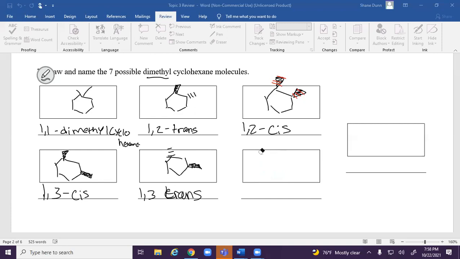Because the only options for cyclo are 1-1, 1-2, 1-3, and 1-4. Because if you go any more, you just go back, so you just start resetting. There are only six possible options, so there's no 1-5 or 1-6. No, I'm just abbreviating. You would just put dimethyl cyclohexane. You're always going to put dimethyl cyclohexane in the name. I just want space. So for a set one, it would be 1-2 and then trans cyclohexane. Yep. Hyphen. Yep.